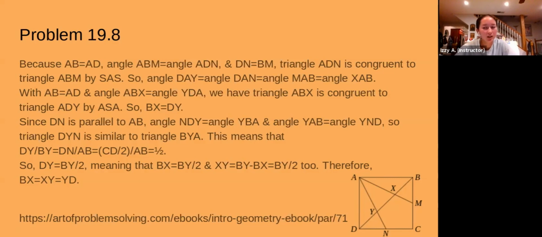And since DN is parallel to AB, angle NDY is going to be equal to angle YBA, and angle YAB is equal to angle YND, so triangle DYN is similar to triangle BYA. This means that DY over BY is equal to DN over AB, and that would be CD over 2 divided by AB, which we finally get 1/2. So DY is equal to BY over 2, meaning that BX is equal to BY over 2, and XY is equal to BY minus BX, which would be equal to BY over 2 too. So finally, we would come to the conclusion that BX is equal to XY, which is equal to YD.